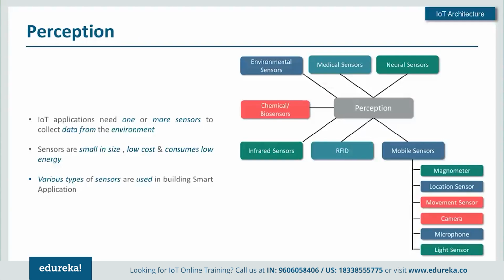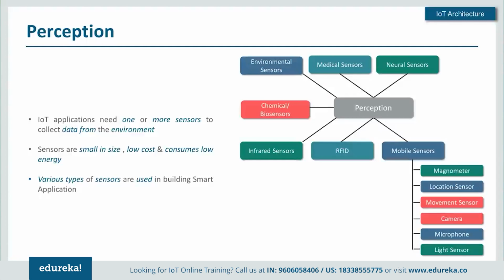Before I talk about the perception layer, what you need to understand is that one of the most important aspects of Internet of Things is context awareness. That is, the change of environment is very important, and this is extremely impossible without the usage of sensors. Sensors in themselves are very small in size, cost very little, and consume very little power. Again, there are various constraints such as battery capacity and ease of deployment, but let's not go into them.